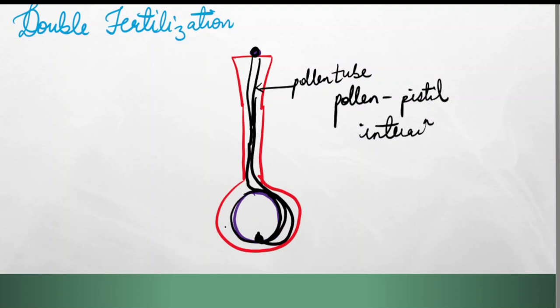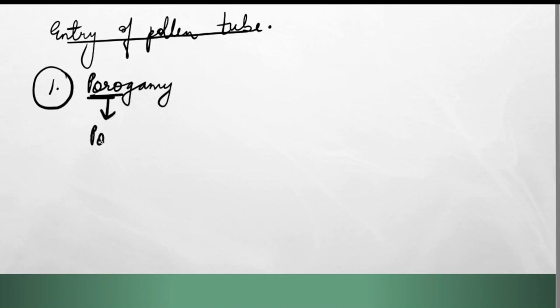So there are three positions from where it can enter. So, entry of pollen tube. The pollen tube can enter from three places. How many places? Three places. The first place from where the pollen tube can enter is known as porogamy. Poro means from a pore. Now which is this pore? The pore is known as micropyle.